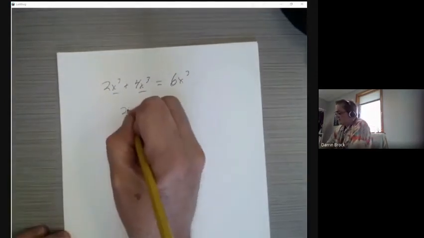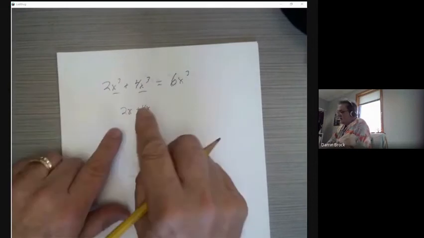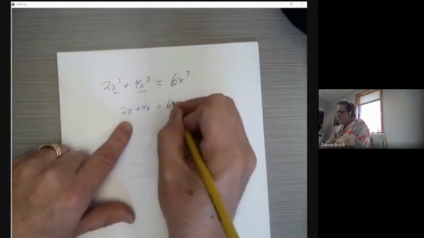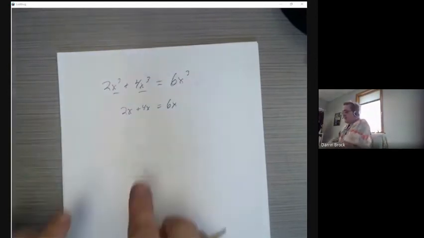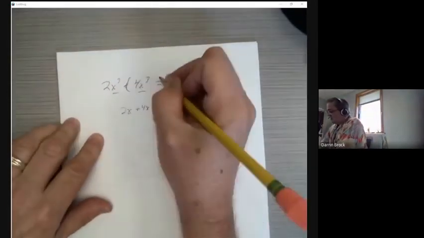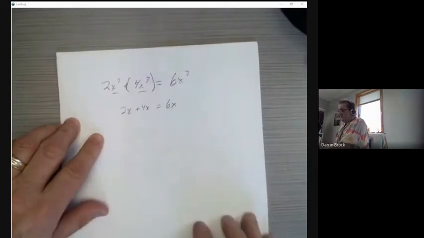It's like taking 2x plus 4x. Those are x to the first. You have 6x. So I didn't cover that because that's stuff we already knew. I'm just talking about when we have to take exponents and we multiply them together. What do we do with it then?